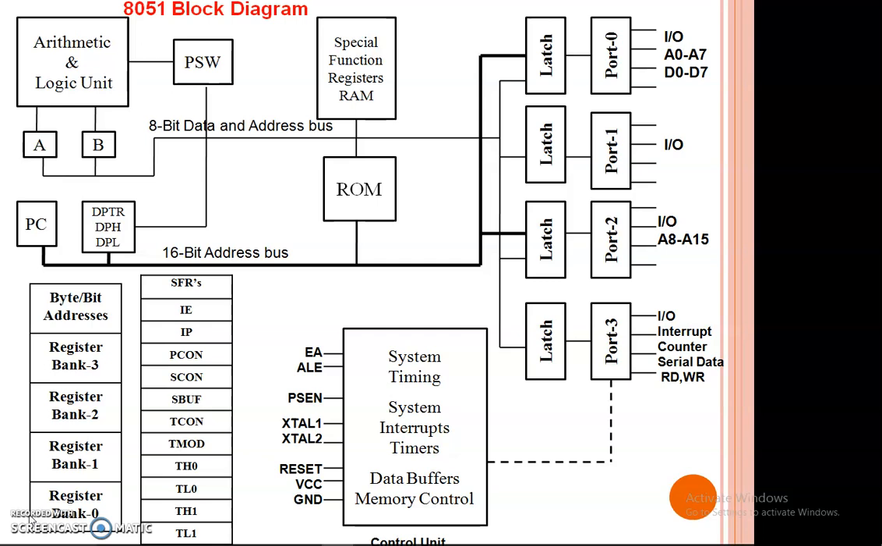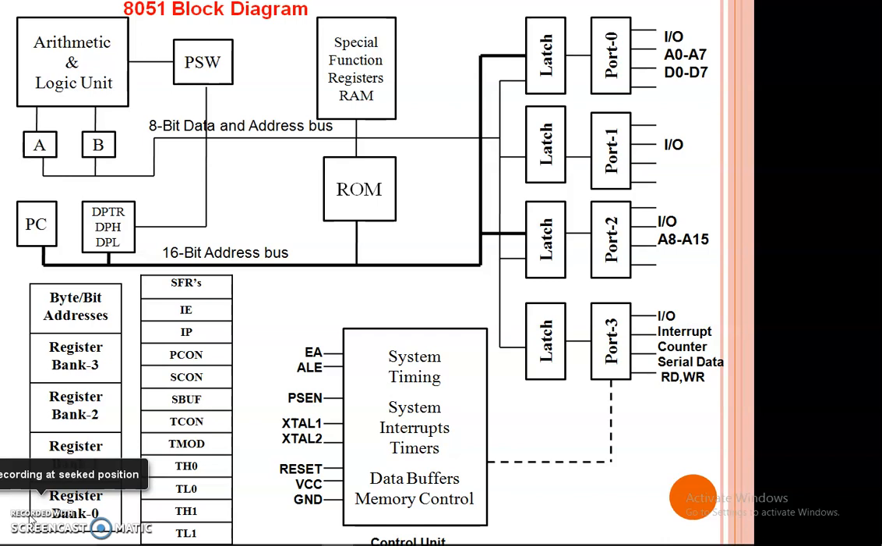Look at this block diagram of the 8051 microcontroller. It is also called the architecture of 8051. This diagram consists of 8 general purpose registers, special function registers, internal ROM, I/O ports, control unit and buses.